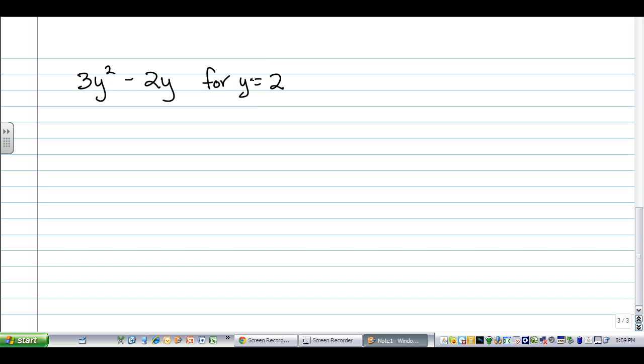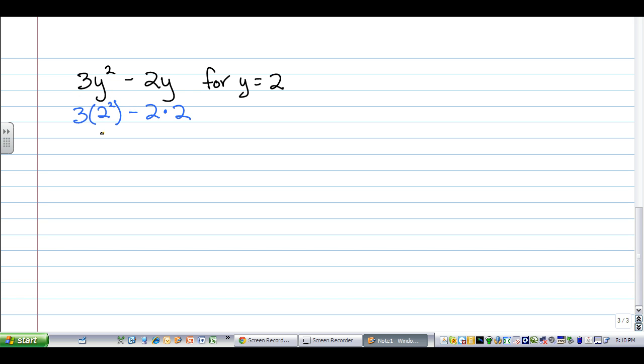Y is going to equal 2. So wherever there is a y, we are going to replace that with a 2. This is 3 times 2, and that is going to be squared, okay, minus 2 times 2. Notice I did both ways of showing multiplication, the dot and the parentheses.